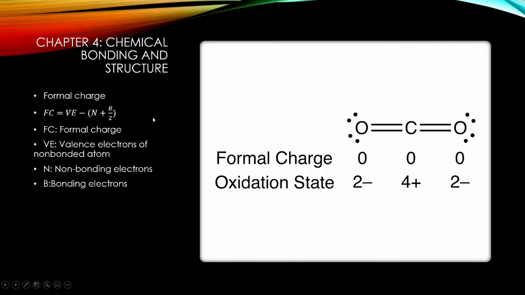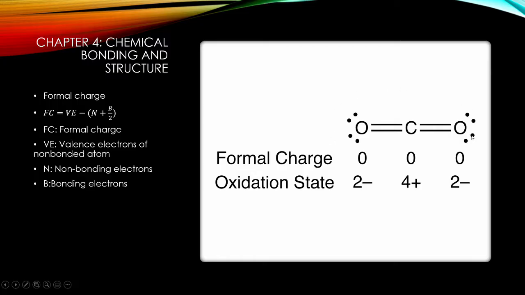Okay, next one, chapter 4, because there weren't any questions in chapter 3. Chapter 4 is chemical bonding and structure, and there's really just one equation, and it's how to calculate formal charge. And the equation is that formal charge equals the number of valence electrons in a non-bonded atom minus the sum of the non-bonding electrons plus the bonding electrons divided by 2. So I thought I would put an example here because it's a bit hard to explain otherwise.